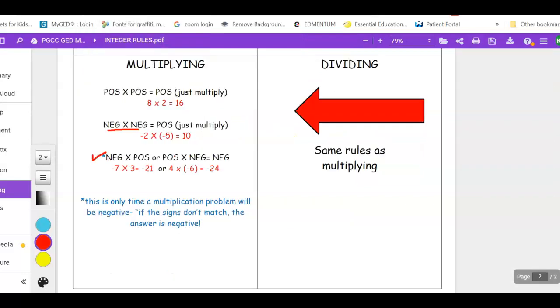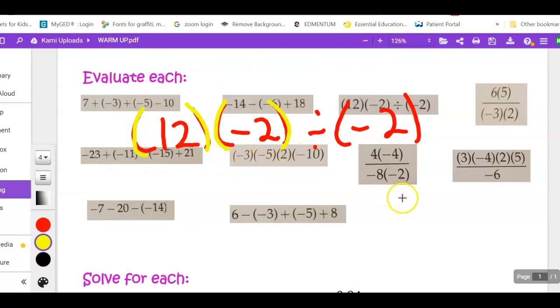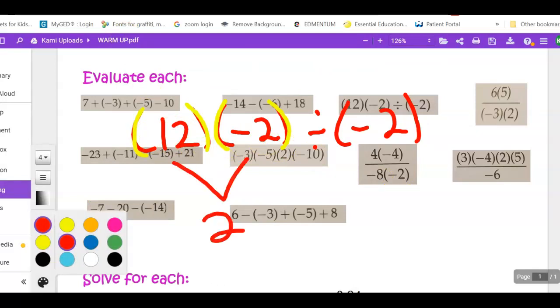Taking a look at our rules, look at this, multiplication rules. Positive times positive, answer will be positive. Negative times negative, your answer still will be positive. Negative times a positive, or positive times a negative, that's when you have a negative answer. Same thing applies for the dividing rules. So again, in this case, I have a positive times a negative. I multiply them together, I'm going to get 24, and my answer will be negative.